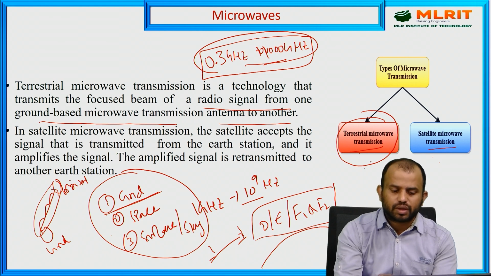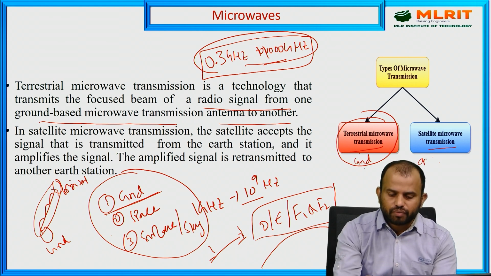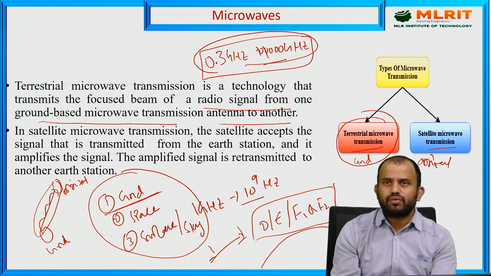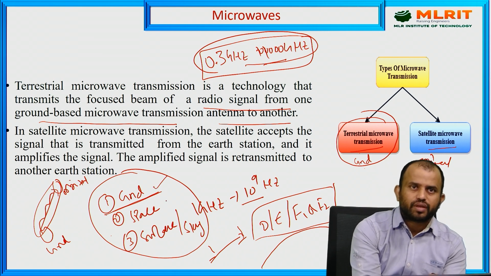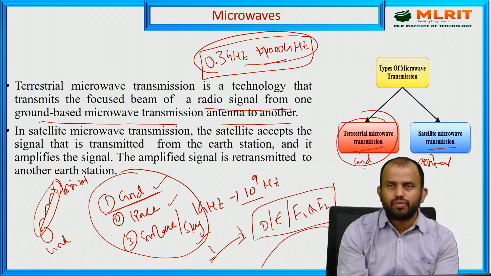What is terrestrial? That should be information transmission at the ground level, but this should be in the form of orbital levels. That we call microwave transmission modes of propagation. How many modes of propagation are there? There are three: ground station, space station, and sky propagation, or surface wave propagation.